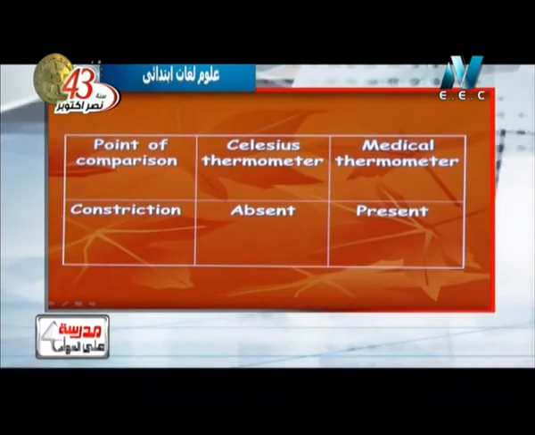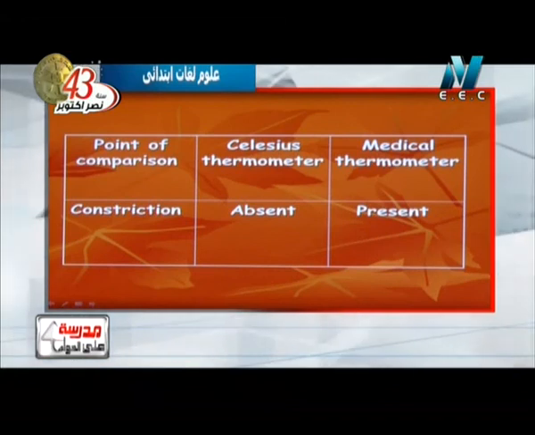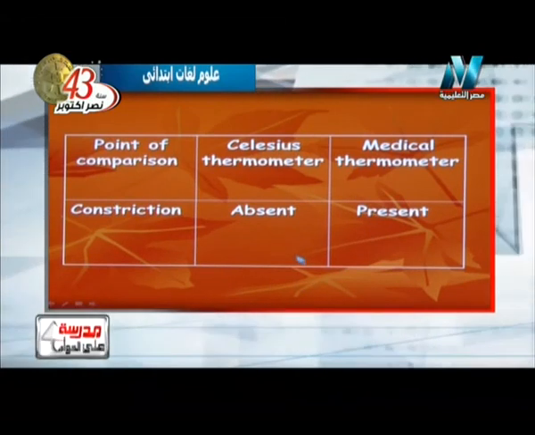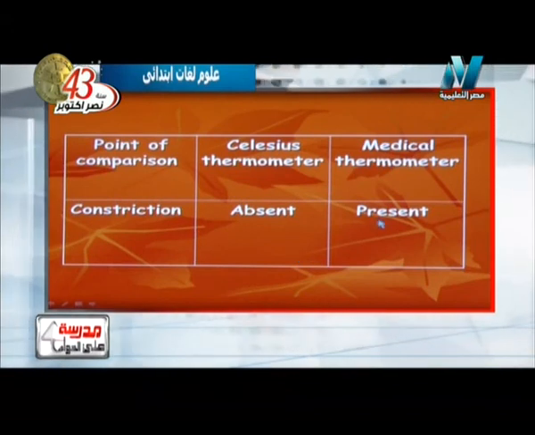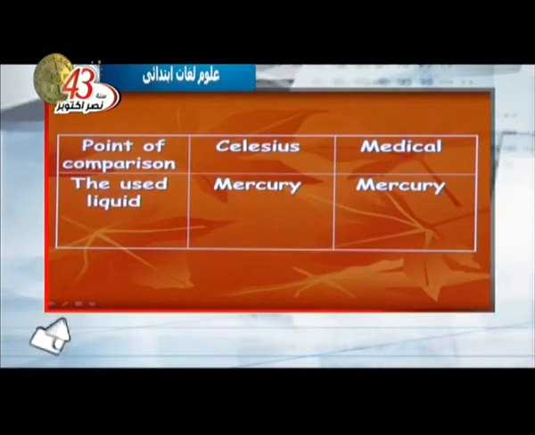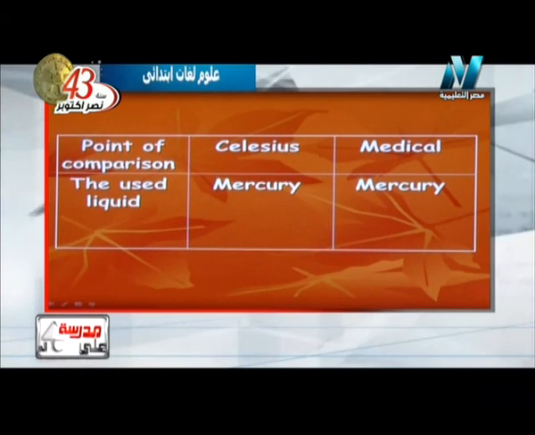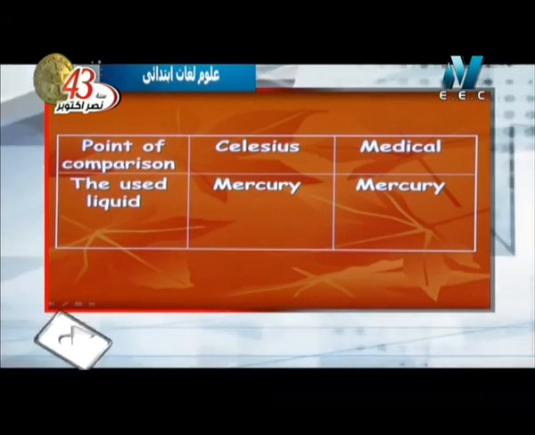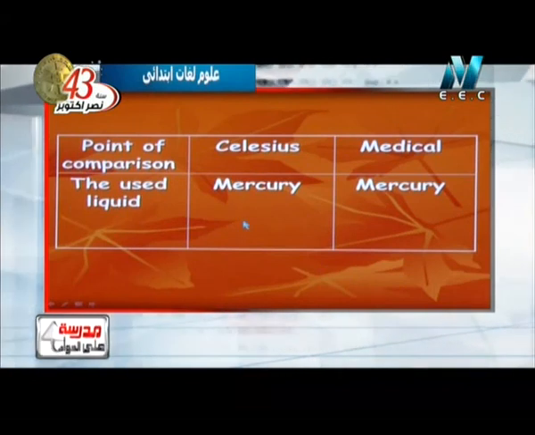The constriction is a very important note between the Celsius thermometer and the medical thermometer. The constriction is absent in the Celsius one, but it's present in the medical one. The liquid used in both of them is mercury. Mercury is used inside the medical thermometer and also inside the Celsius thermometer. At last, I make a definition for each one of them. I can make my own definition.